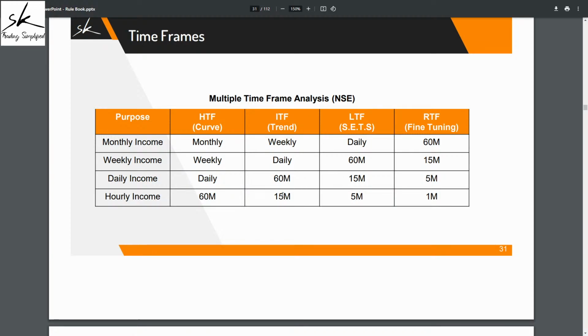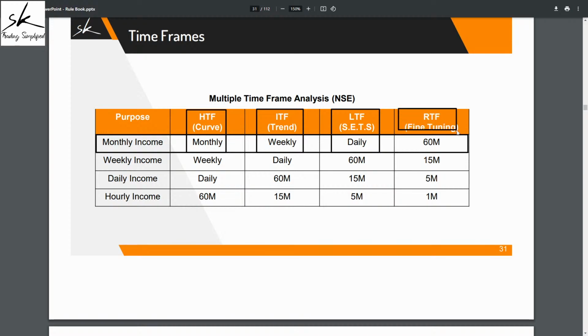Now, I want to plan monthly income trades. So as a monthly income trader, my time frames are monthly, weekly, daily, 60. Monthly is the higher time frame, which is used for curve analysis. Weekly is the intermediate, used for trend analysis. Lower time frame is daily. That is where we get our SCTS from. SCTS stands for stop loss, entry, target and size. And in case I need to use the refining time frame, then my refining time frame will be the 60 minutes chart, which can be used for multiple purposes like fine tuning the zone, type 2, type 3 entries, or in case I need to apply some additional rules, that is also where this time frame can help us.